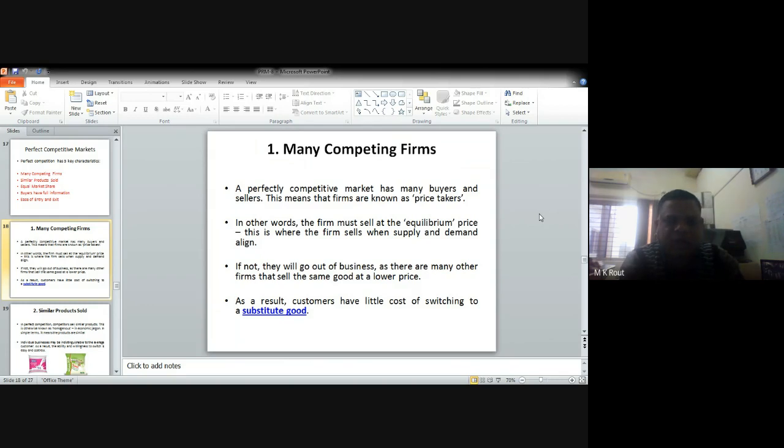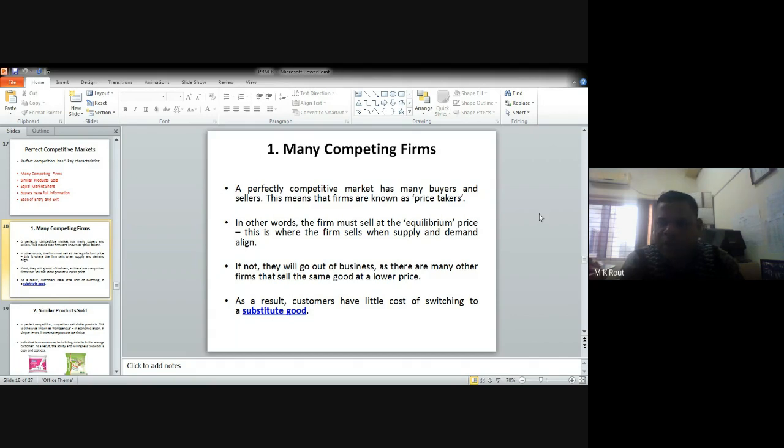Customers have little cost to switch to the substitute goods. So if you go to a particular place and you find many restaurants, and each restaurant provides the same dishes at the same price, but one increases or decreases the price, most customers will directly go for substitute or alternative options. That is the thing. So that point directly reflects that many competitive firms provide the price, and that price is known as price takers.